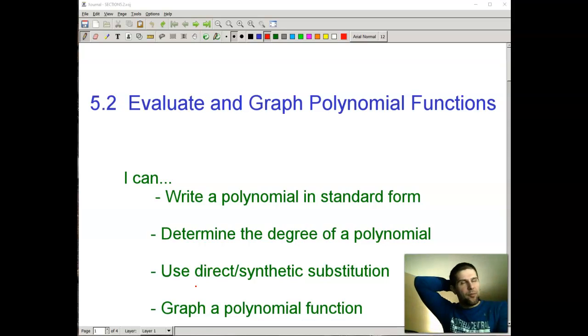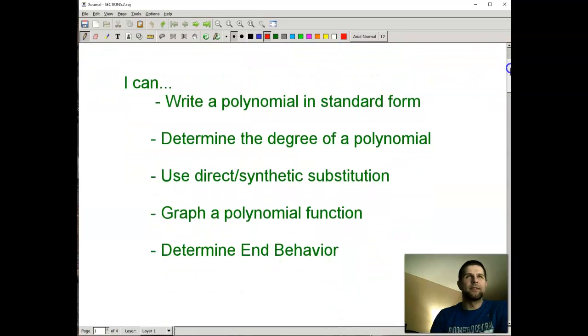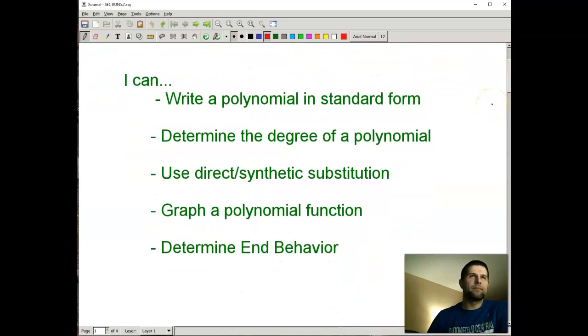So in section 5.2, we're looking at evaluating and graphing polynomial functions. So the first thing I want you to put in your notes is that title, but then also we have a bunch of learning targets that we're going to get to. One of them, the first one, is I can write a polynomial in standard form. So we're going to talk about what is a polynomial and the characteristics of that.